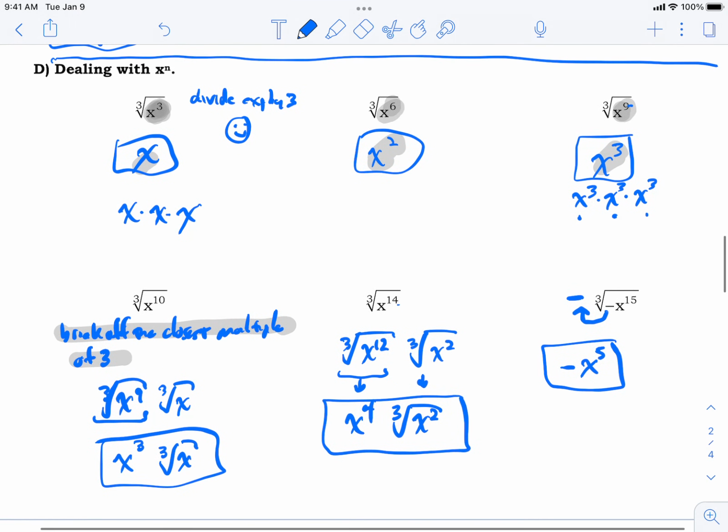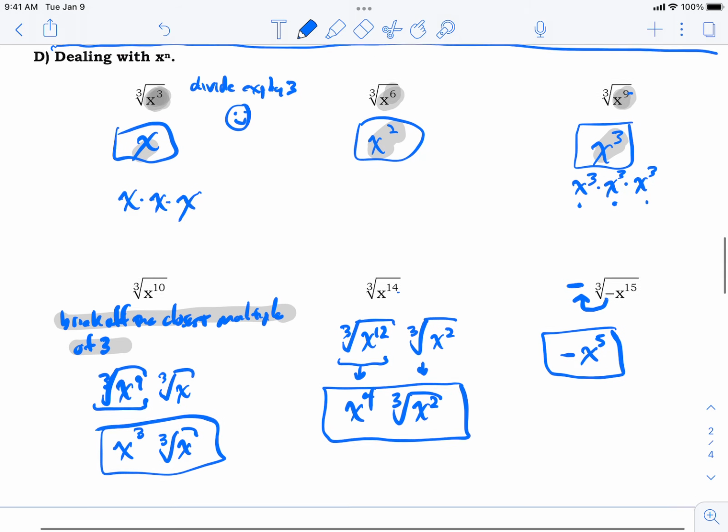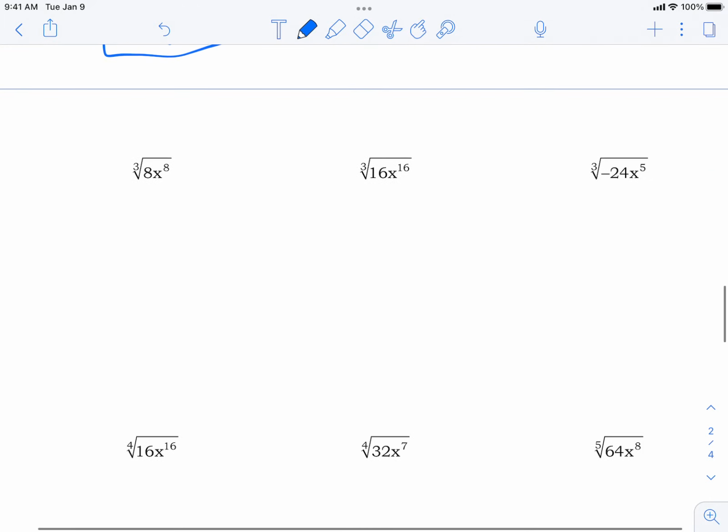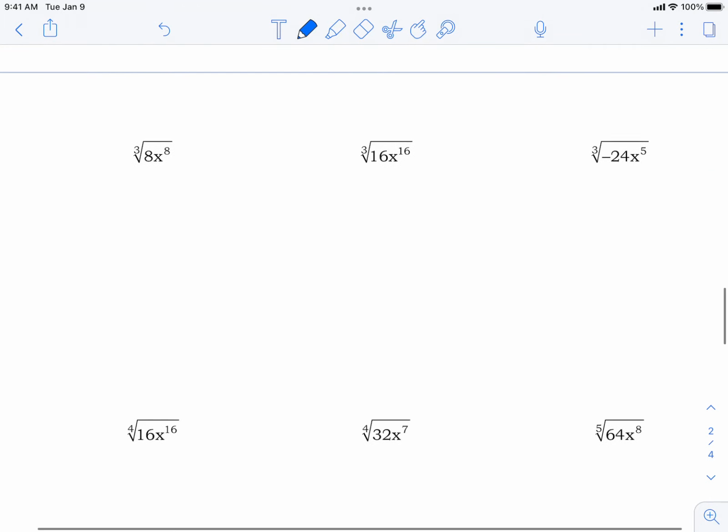So again, if you're taking a cube root, count by threes and get as close as you can. By the way, if you're taking the fourth root, you would count by fours until you got as close as you could. If you were taking the fifth root, you would count by fives until you could get as close as you can, and so on. That's the basic idea. Looks like we got some more cube roots for a little while.